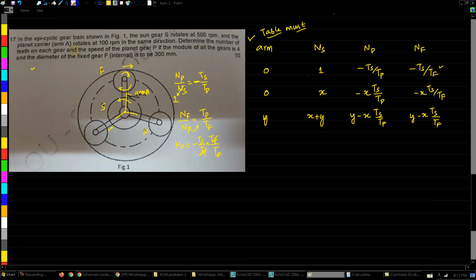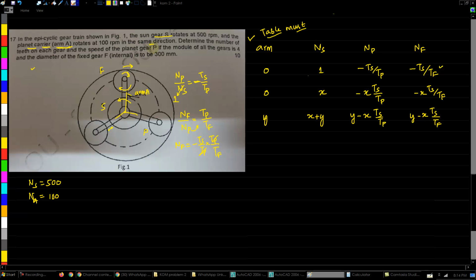Now let us proceed to see what the given conditions are, and based on that what we have to find. In the beginning, we have been told that the sun gear rotates at 500 rpm. So NS is 500. It's not telling anything about the rotation being clockwise or anti-clockwise, so we'll just assume it is clockwise, and we'll take the sign as plus. And we can read further here. It says the planet carrier, not the planet itself, the arm, is rotating at 100 rpm in the same direction. So the speed of the arm we have to take, which is written as A here. So I'll just write NA, that is 100 rpm.